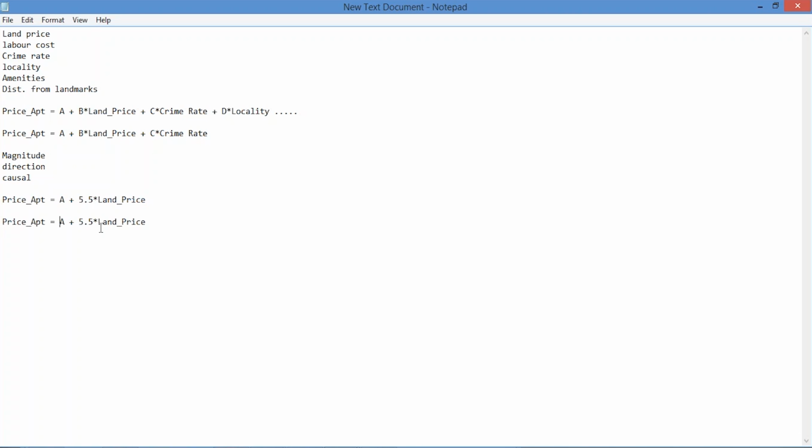If I do something like this, the first example says 5.5 times, so it'll influence the price of the apartment by 5.5 times. In the second case, any unit change of the land price will decrease the land price by 5.5 times. Correct? That's the direction.